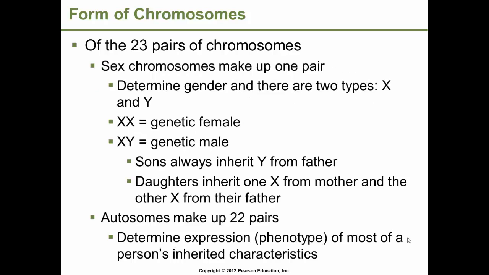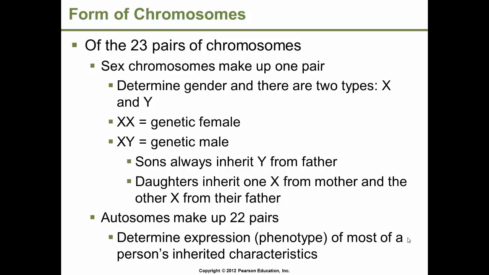Of the 23 pairs of chromosomes, sex chromosomes make up one pair. The sex chromosomes determine the gender, and there are two types, X and Y. If the individual has two X chromosomes, they are genetically female. XY designates genetically male. Sons will always inherit the Y chromosome from their father. Daughters inherit one X from the mother and the other X chromosome from their father.